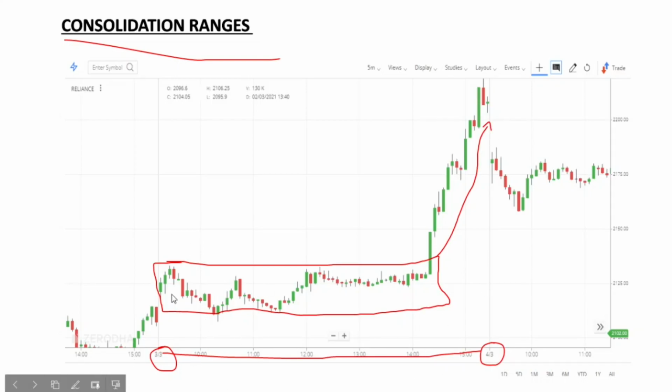So you have to mark these ranges. You should have marked this range till 2 o'clock, and you would have waited for the breakout either at this side or at the downside. Once price broke this level, you would have gone short, and once price broke this level, you would have gone long, because it was a big consolidation range and the breakout will be huge, because this was very big consolidation from opening of the market till 2:30. Price was in a consolidation range, and once price broke this level, then you can see how big was the move. Okay, so this is why you have to mark consolidation ranges. Let us see another example.